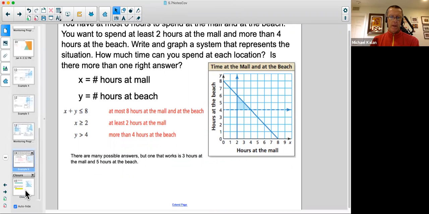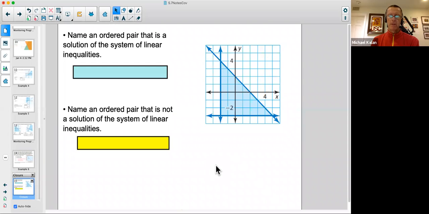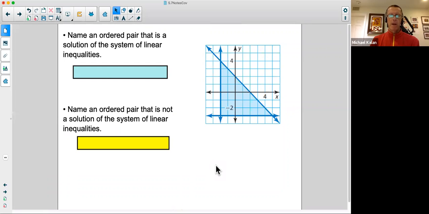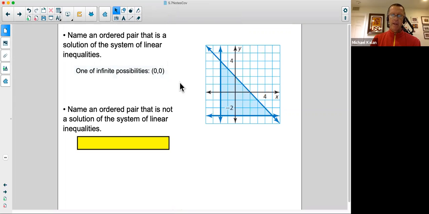And I think we got one more, don't we? Yes. Okay, name an ordered pair that is a solution of the system of linear inequalities. So basically you're just looking in here and saying, name any ordered pair that's in there. Let's see what I did. 0, oh yeah, 0, 0, the origin, right?